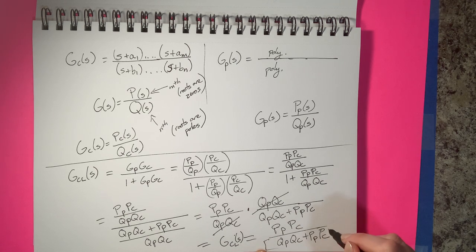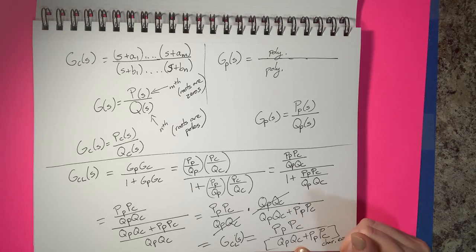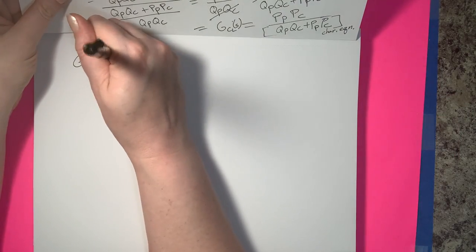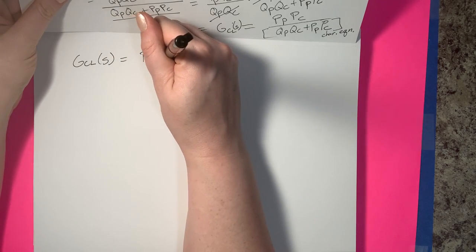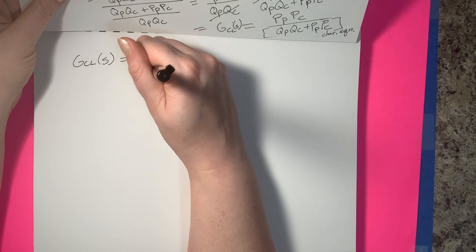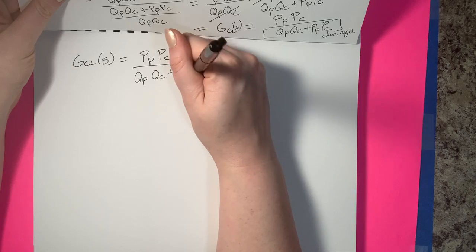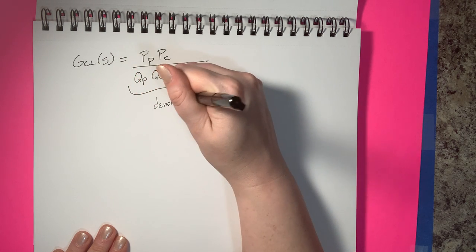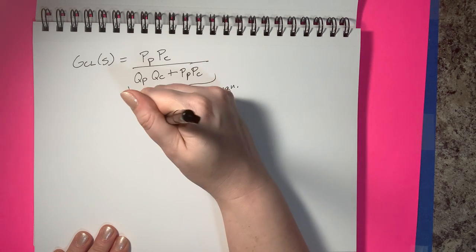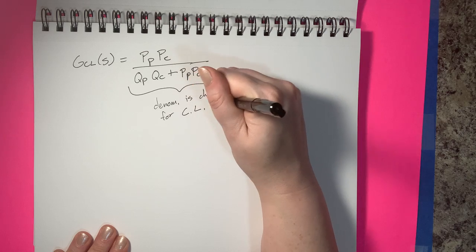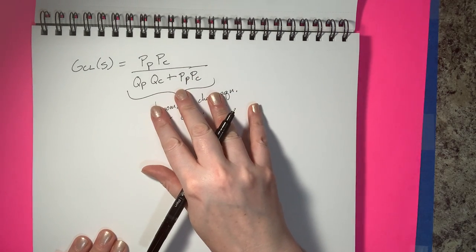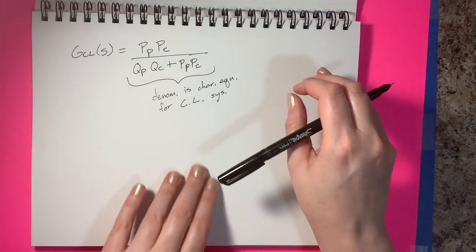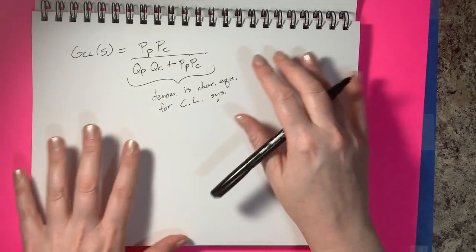Okay. So this right here, this is the characteristic equation. Okay, let me write it out again. GCL of S is equal to the polynomials here divided by these polynomials added together down here, multiplied and these added together. Okay, so this bottom portion, the denominator, is the characteristic equation for the closed loop system. This is not every system, make that really, really clear. This is the standard configuration. We are tied to the standard configuration here, okay? This will change for any system, okay? All right?